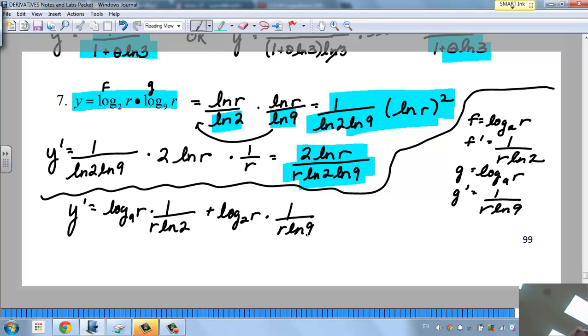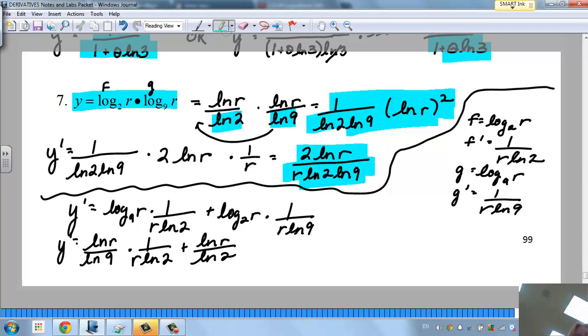Okay, so when I go through and multiply these through, you're going to see that you can then start changing the base here, because now you've got natural logs and logs mixed in together. So this is the same as saying the natural log of r over the natural log of 9 times 1 over r natural log of 2 plus the natural log of r over the natural log of 2. So I still use change of base formula for here in this and here and here. So do you see why the other way is a little bit easier? And this is times 1 over r natural log of 9.